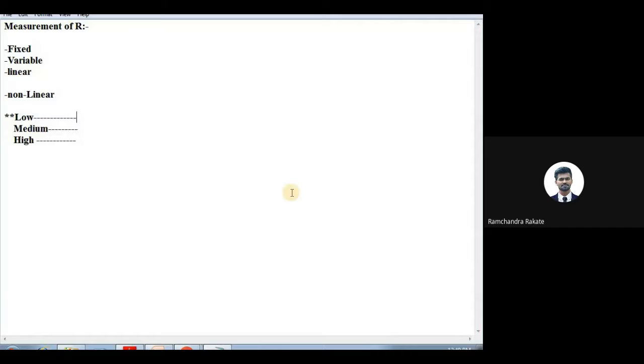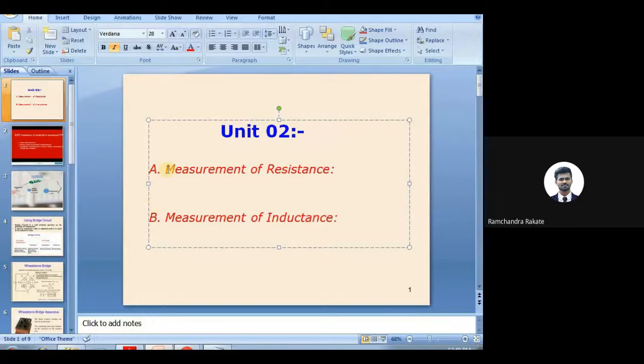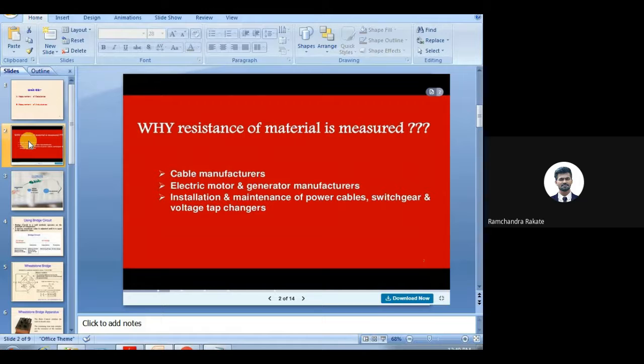It's just tremendous. Okay. So without wasting time, we'll start with our first point, that is measurement of resistance. What are we looking for? We are looking for why there is a need for such resistance in our electrical appliances. We have come across certain examples of cable manufacturers, three-phase and single-phase supplies. Also, we have come across motors and generators. These are some equipment where the resistance of that particular material has certain importance.